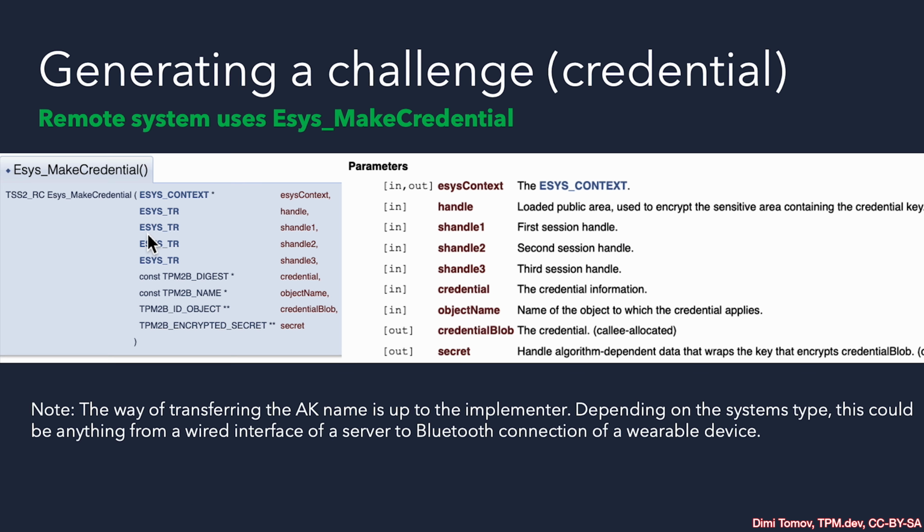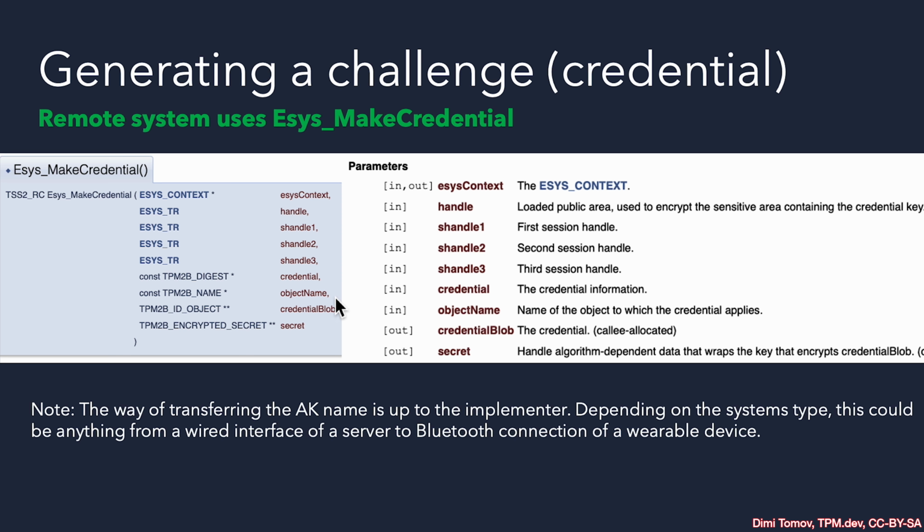Let's take a closer look at the ESAPI API for make credential. We have the ESYS context as first argument, as usual, nothing special there. Then we have a handle pointing to the EK. This means the EK has to be generated and ready for use. Then we have the three authorization slots as usual, and we can add a session for protection against machine-in-the-middle attacks. Afterwards comes the credential, which is the arbitrary data that will be added to the challenge.